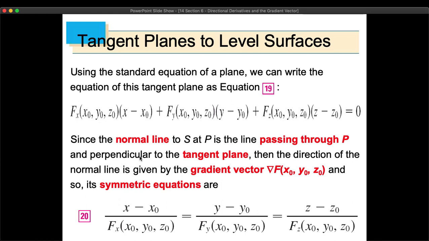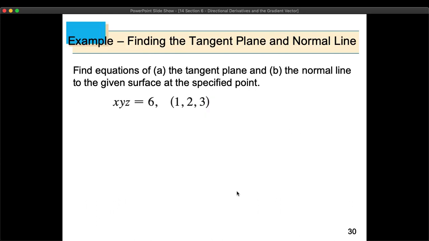Now, there's also a normal line that comes out of the surface S at some point, and you can actually find the equation, or in this case, the symmetric equations of that normal line using these formulas as well. And they are basically derived from this tangent plane equation. And this is equation number 19. So take note of that. Let's just go ahead and do an example. You'll see how easy this is in this next example.